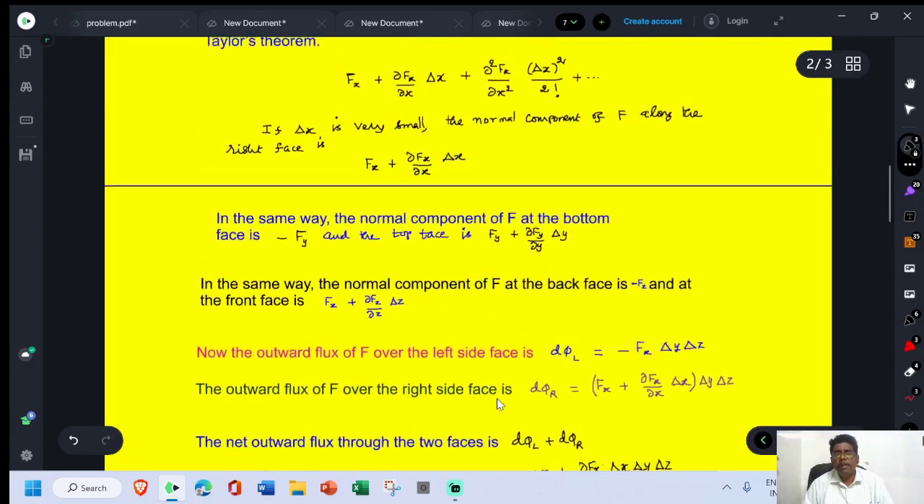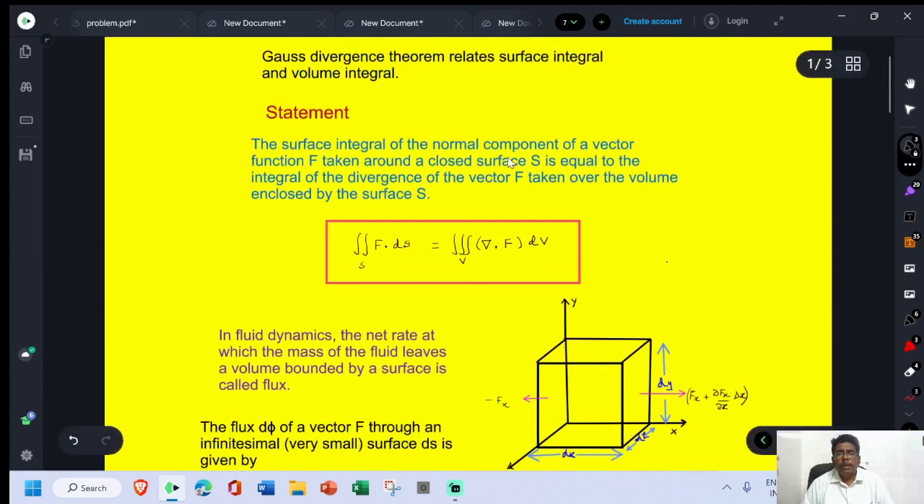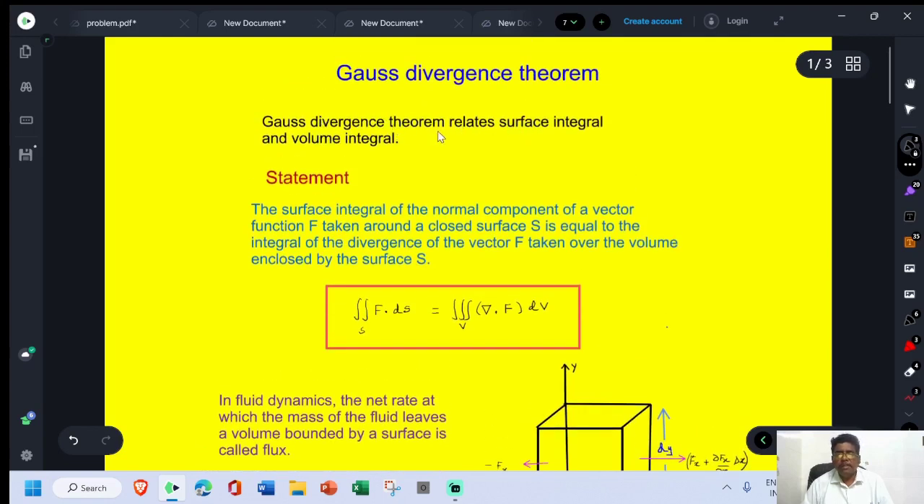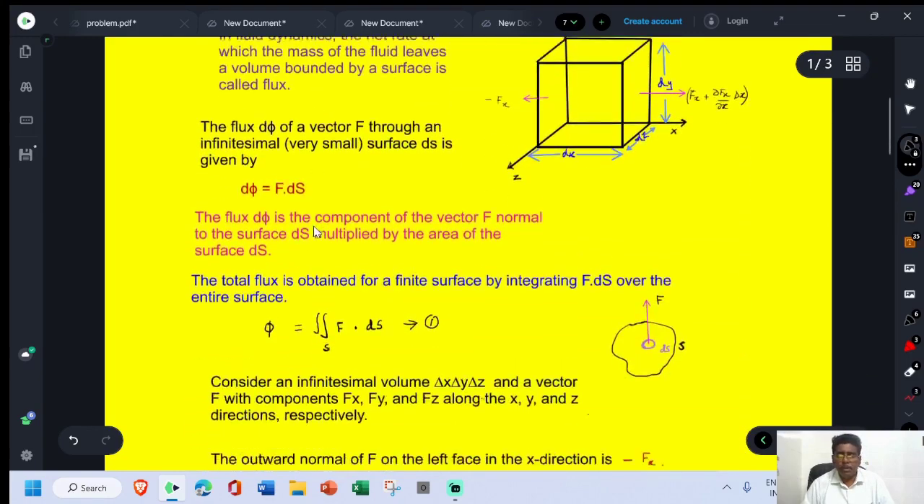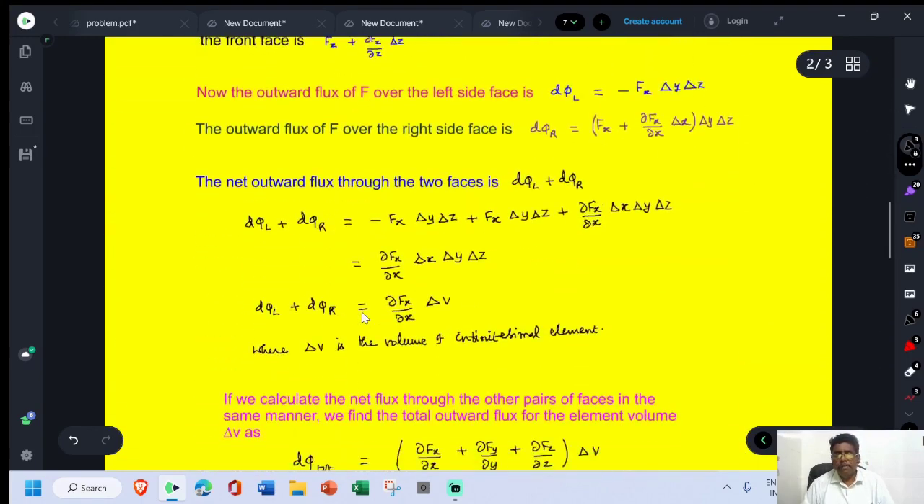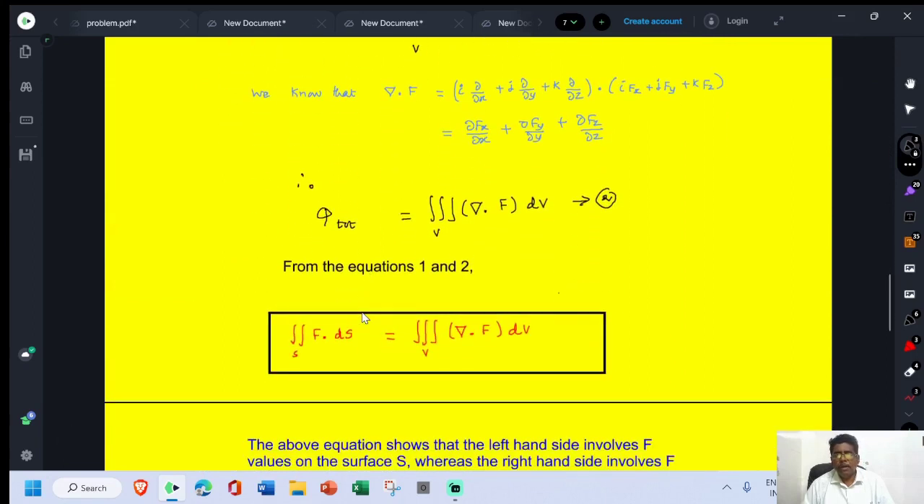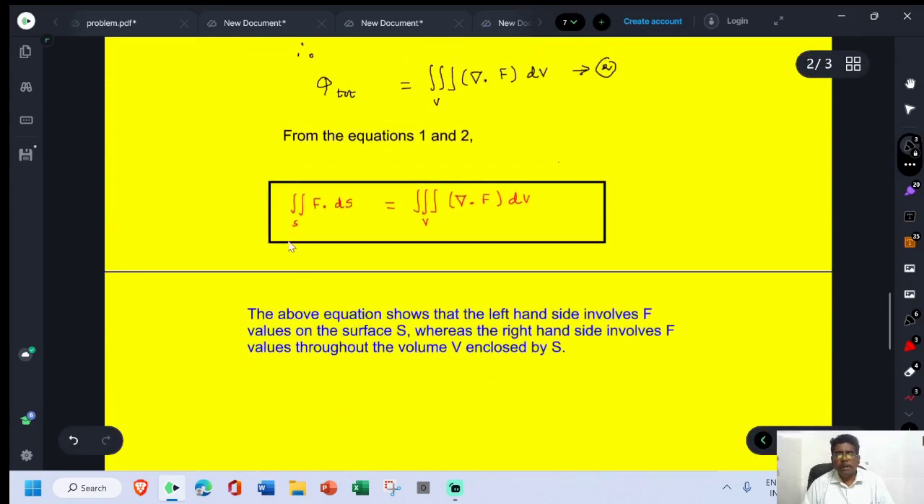Now read out this statement. The surface integral of the normal component of the vector function F taken around a closed surface S is equal to the integral of the divergence of the vector F taken over the volume enclosed by the surface S. Gauss divergence theorem relates surface integral and volume integral. Now, divergence stands for emanate or originate. This is a relation between surface integral and volume integral.